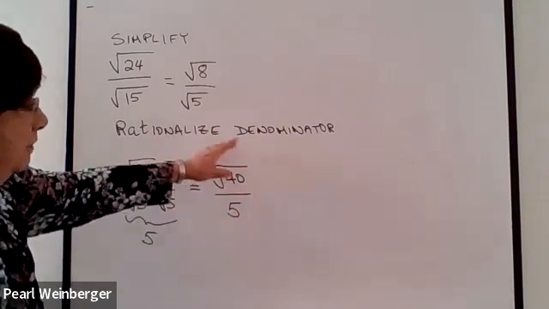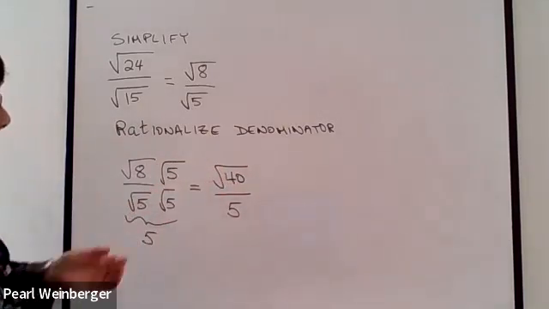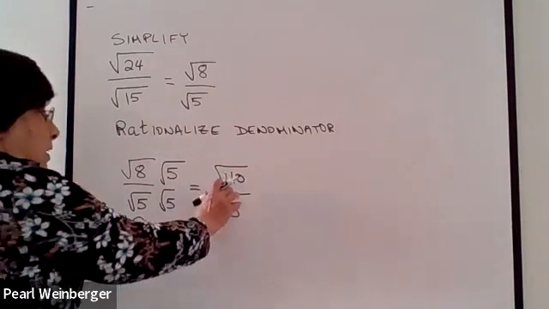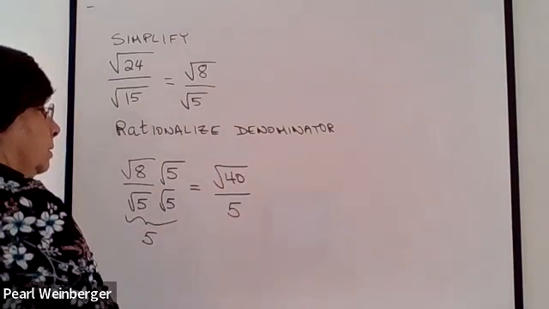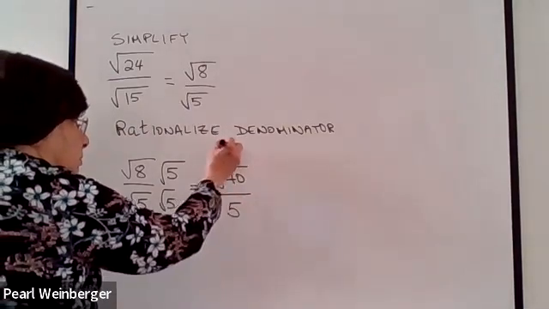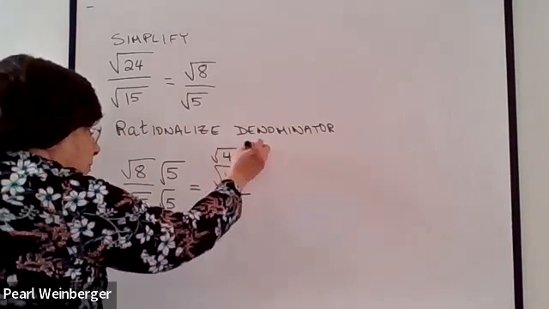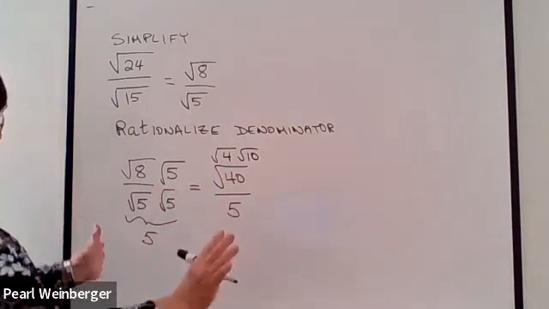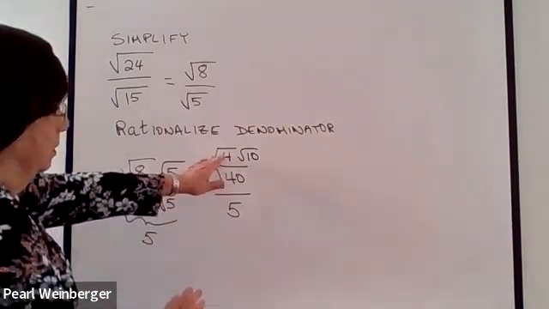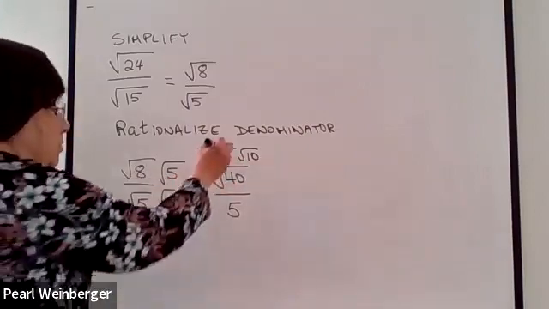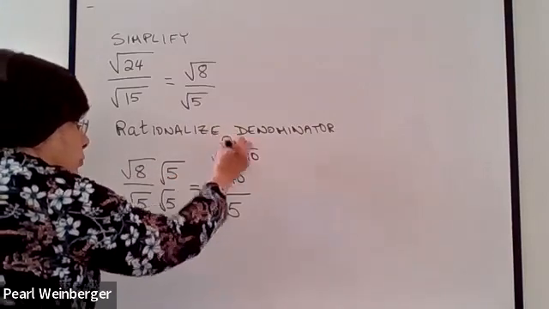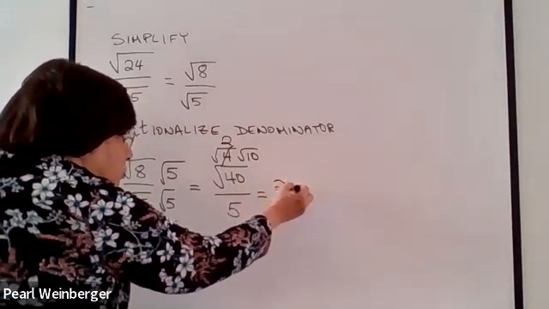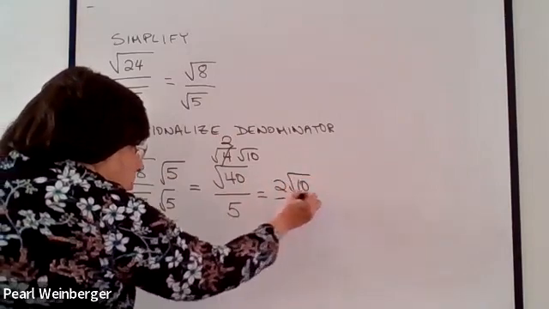The only thing that's left to do here is to look, can I simplify this further? And you might recognize that the square root of 40 can be broken up into the square root of 4 and the square root of 10. Remember, we try and simplify our radicals. 40 can be broken up into 4 and 10, where the square root of 4 is just 2. So it turns out that this becomes, in simplest form, 2 radical 10 over 5.